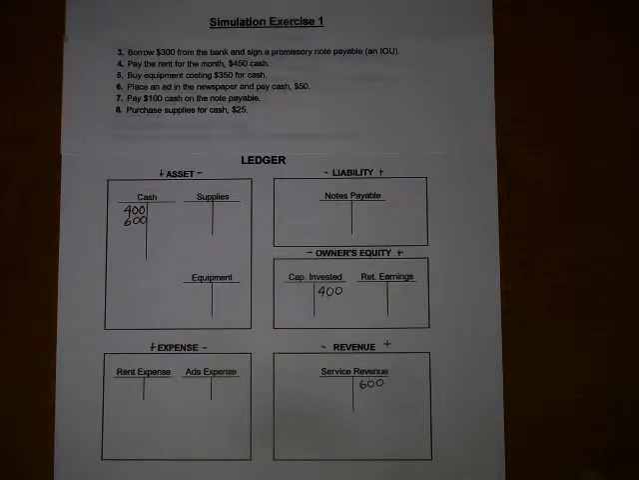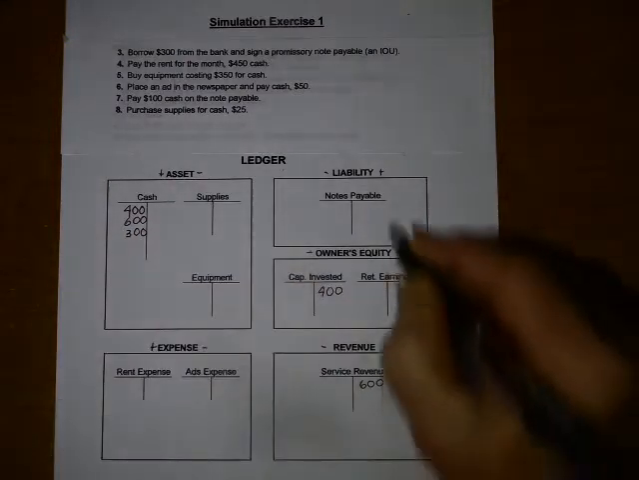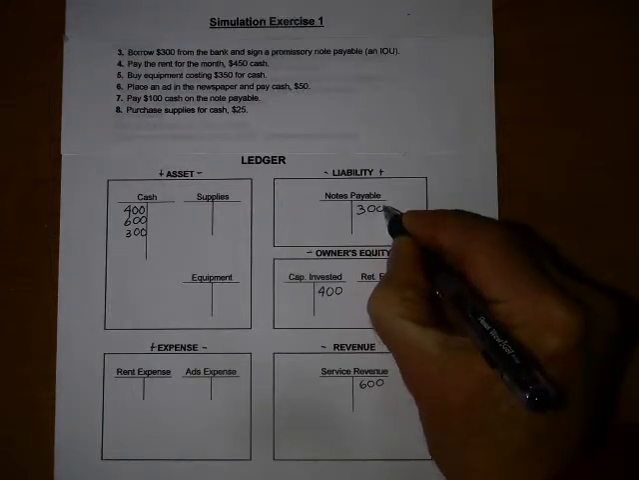Cash is increasing because you walk out of the bank with the cash. Your note payable is increasing because now you owe more. Now we're ready to put the numbers in the T accounts. Cash is an asset account. It goes into the increased side of cash. Note payable is a liability account. It goes on the increased side for the liability.